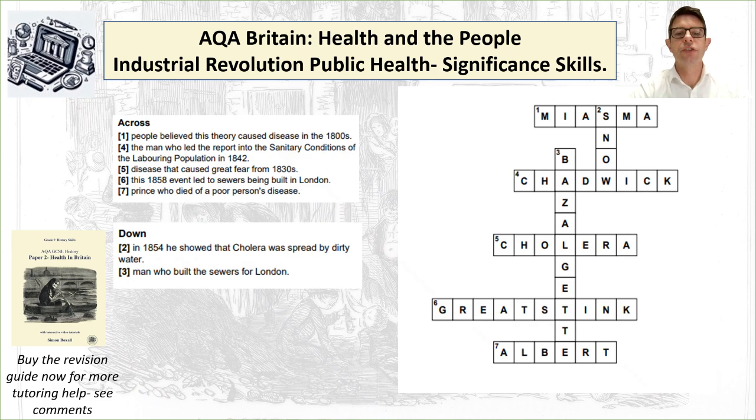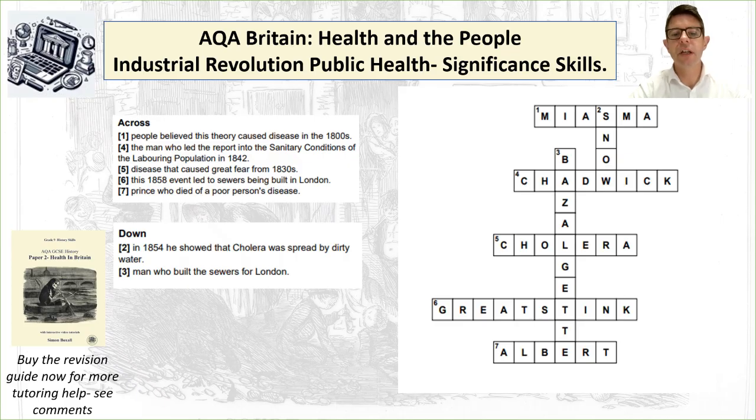1858, this event led to sewers being built in London, so we should have the Great Stink. So this was the idea of miasma again, and the River Thames in London got all hot in the hot summer, and all that waste in the river started to smell really badly. And so lots of people, maybe the gentry and wealthy, fled London fearing a big cholera outbreak. It never really happened, but it did inspire the government to build those sewers and give Bazalgette £3 million to improve the sewer systems of London.